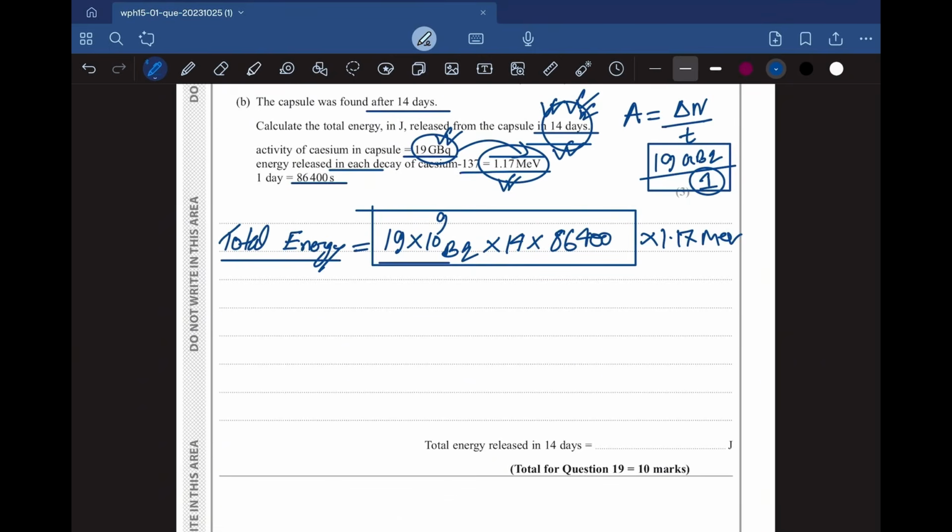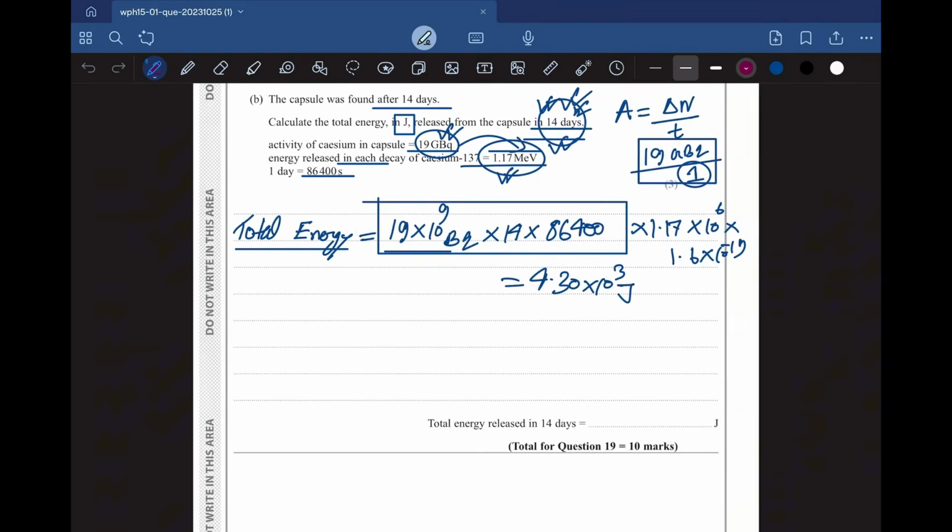And they have asked us for our answer to be in joule. As our answer needs to be in joule, we'll have to convert this mega electron volt into joule as well. How will we convert it? We will multiply it with 10 to the power 6 for the mega, and for electron volt it will be 1.6 into 10 to the power minus 19. This will give us the value that we are looking for. And our value will be 4.30 into 10 to the power 3 joule.